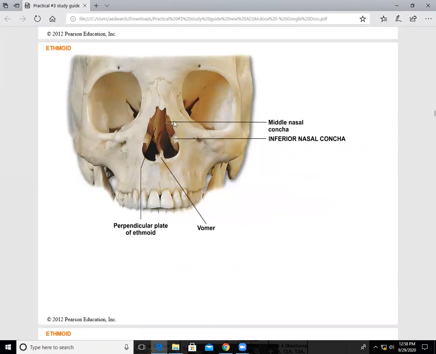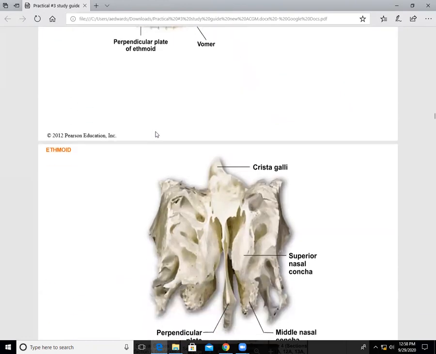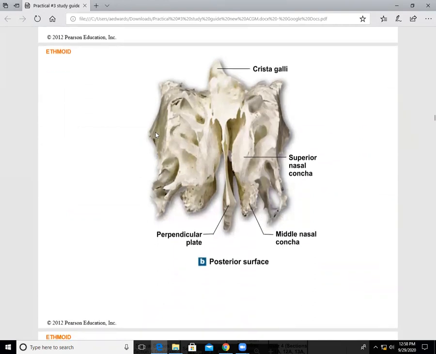Okay, here's another view of the middle nasal concha and the inferior nasal concha, the vomer and the perpendicular plate of the ethmoid bone. Okay, on the ethmoid bone, some structures you definitely need to know. Again, perpendicular plate. There's another structure, call it the crista galli. So you can also see the nasal concha here, but these two in particular, crista galli and perpendicular plate, extremely important structures to know.